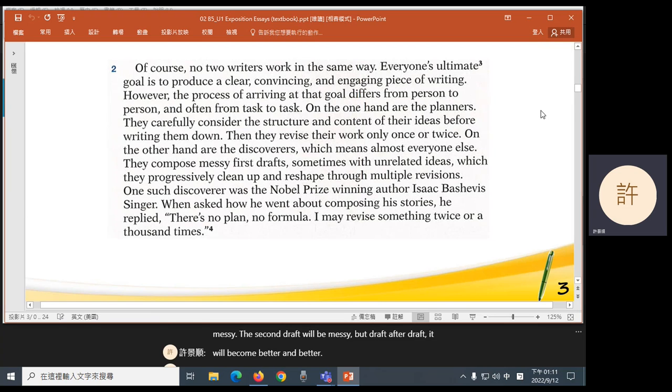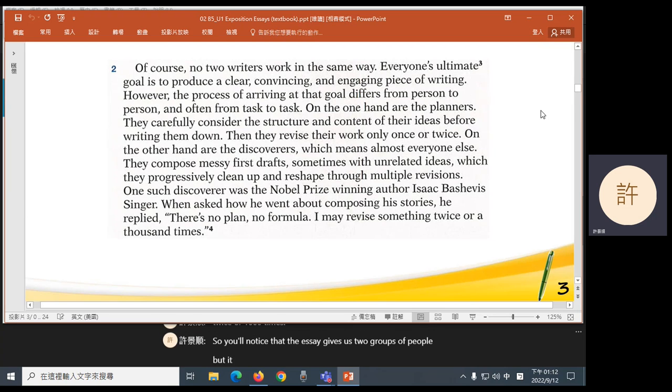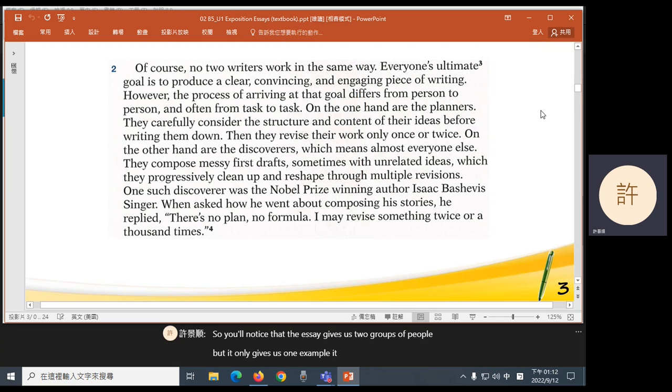"One such discoverer was the Nobel Prize-winning author Isaac Bashevis Singer. When asked how he went about composing his stories, he replied, 'There's no plan, no formula. I may revise something twice or 1,000 times.'" So you'll notice that the essay gives us two groups of people, but it only gives us one example. It only gives us an example of one of those groups.